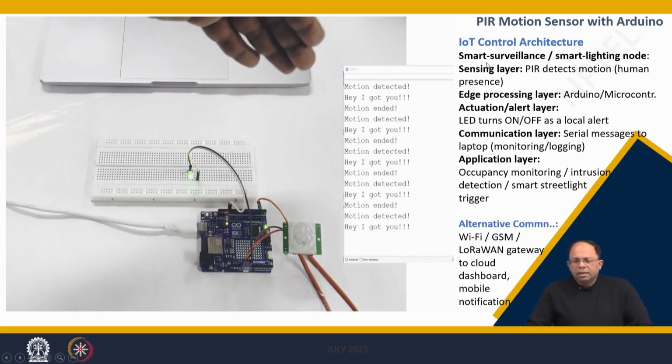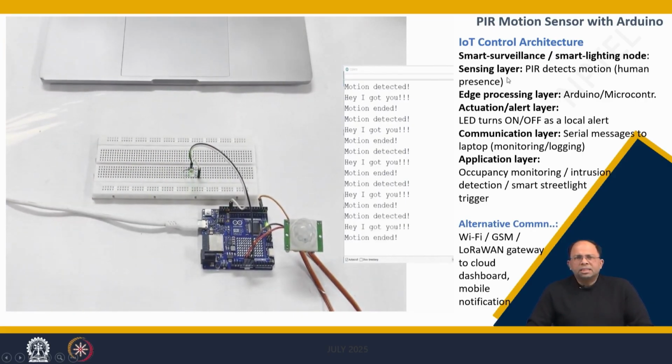So you can see that the control architecture is, of course, the sensing layer, which is the motion sensor. It is sensing human presence. The edge processing layer is the Arduino, and the actuation layer is, in this case, we could have a speaker or a buzzer, but we are just turning on the LED. The communication layer is the serial message to the laptop or the monitor. We can apply this kind of system for occupancy monitoring, intrusion detection, smart street light triggers, and different things. Or in a building, if somebody is walking, then some lights will turn off. So those things could be done.